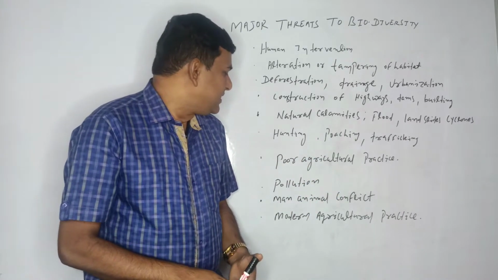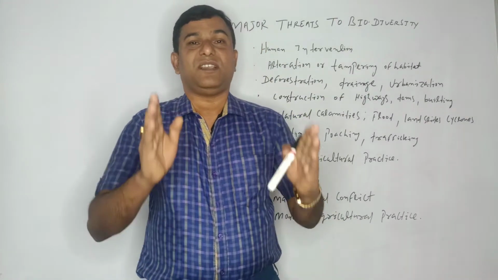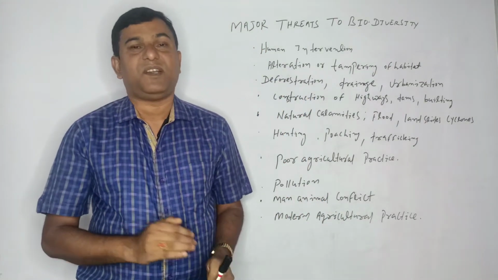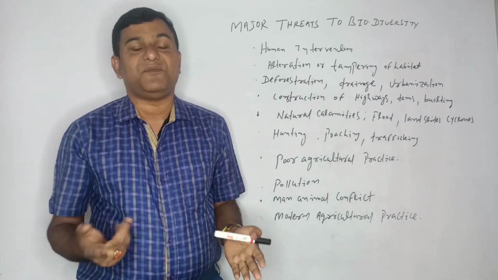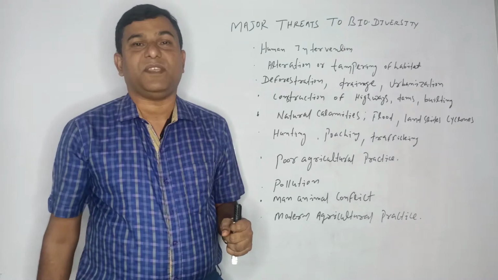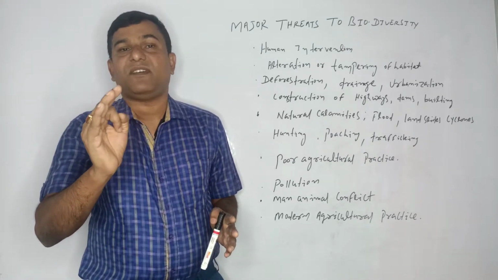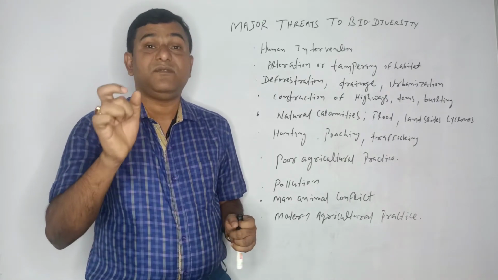Then another is poor agricultural practice. Agriculture, you know, is the backbone of our nation, but what we are doing is that we are not believing in organic farming. We always use HYV, meaning high yielding variety seeds. Except that, we are using pesticides.